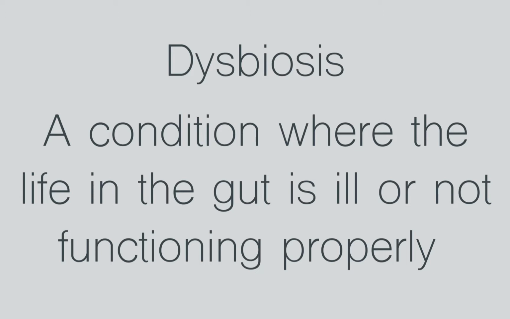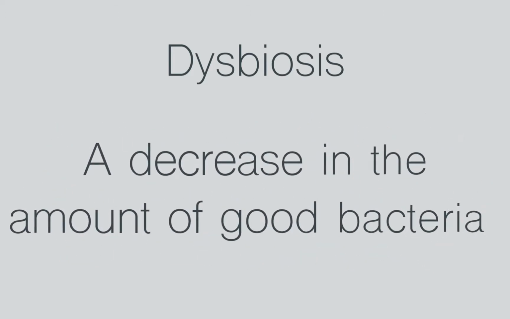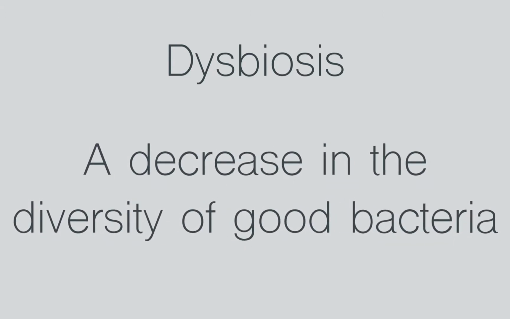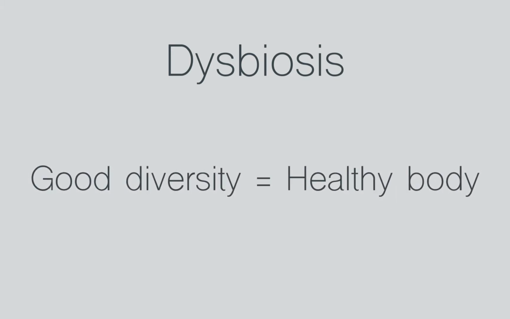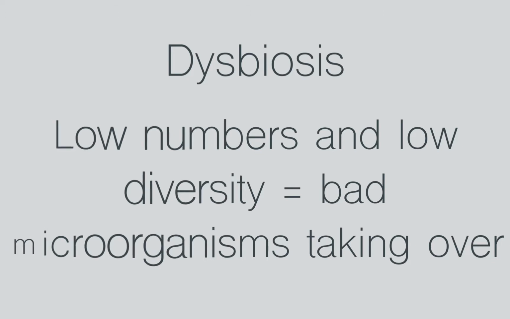So let's look at the factors that occur to lead us to a dysbiosis. First, we have a decrease in the amount of good bacteria. Second, we have low diversity of the good bacteria, meaning not only are the numbers low, but the many different types of good bacteria are also low. We need a large amount of diversity in the good bacteria in order to have a healthy body. So these two conditions, a decrease in the number and types of good bacteria, now allow the bad microorganisms to take over and start to damage the gut mucosal lining.